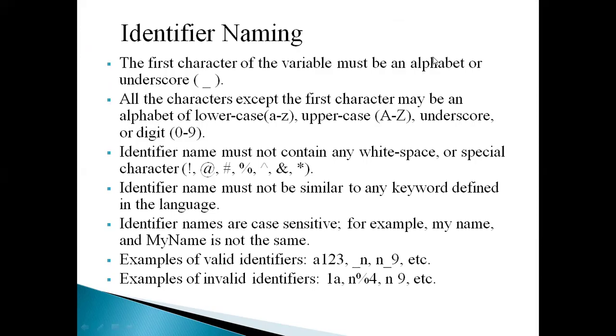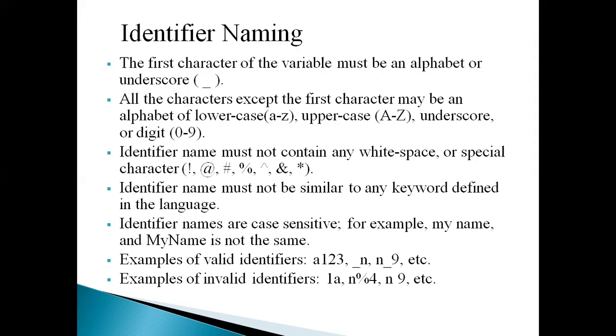For identifiers, the first character must be an alphabet letter or an underscore. The other characters can be alphabets or numbers, but an identifier cannot contain special characters. Identifiers are case sensitive, so two names with different case are not the same.